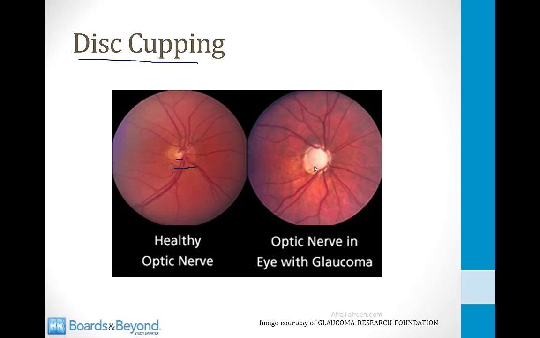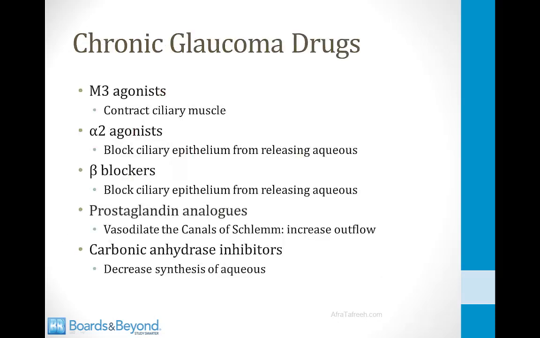However, in patients with glaucoma, that gets much bigger. It may be almost the entire size of the optic disc, or it may be much greater than 0.5, and that's called disc cupping. So you see an increased cup to disc ratio, that's the terminology used in patients with glaucoma.